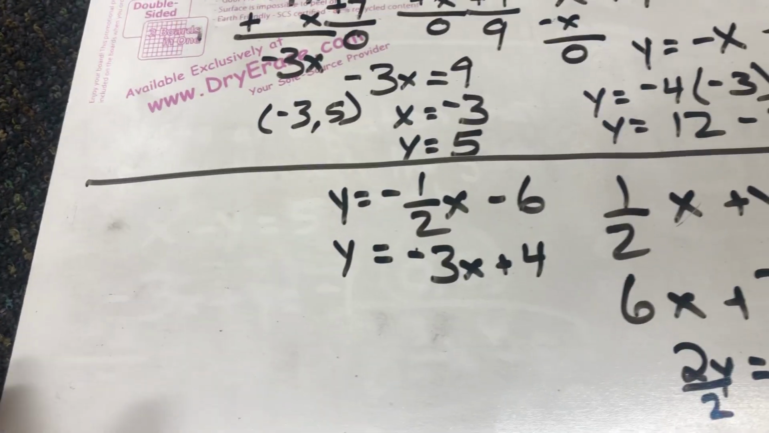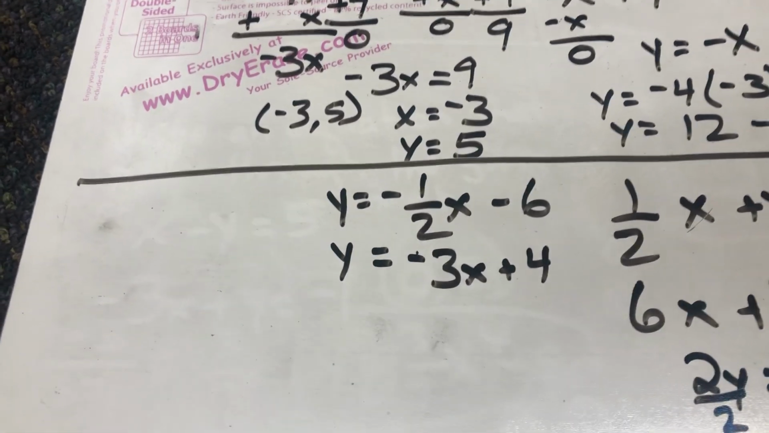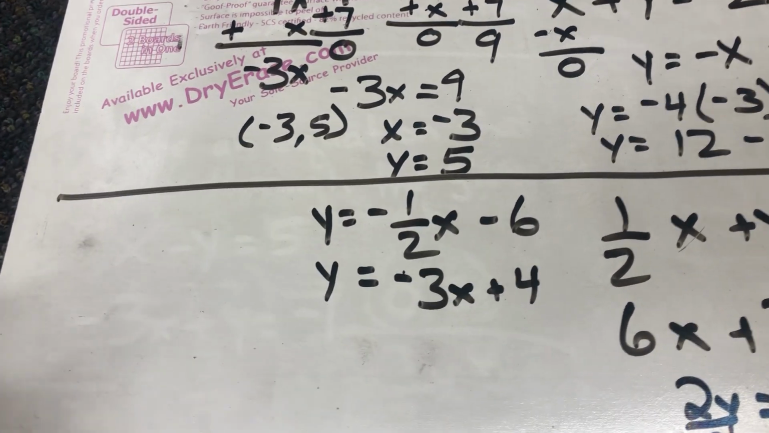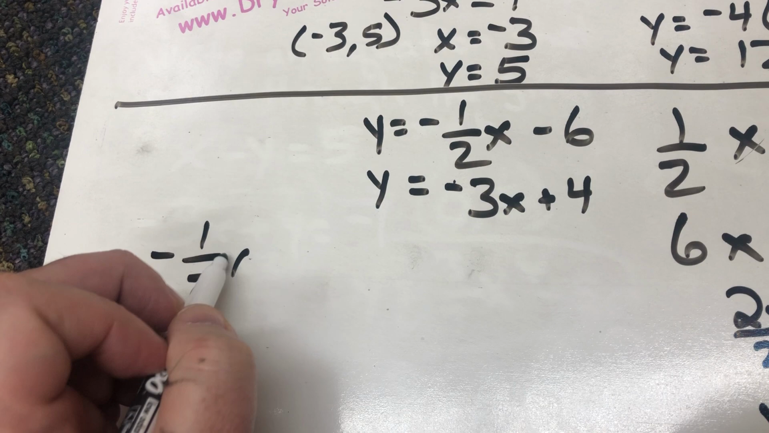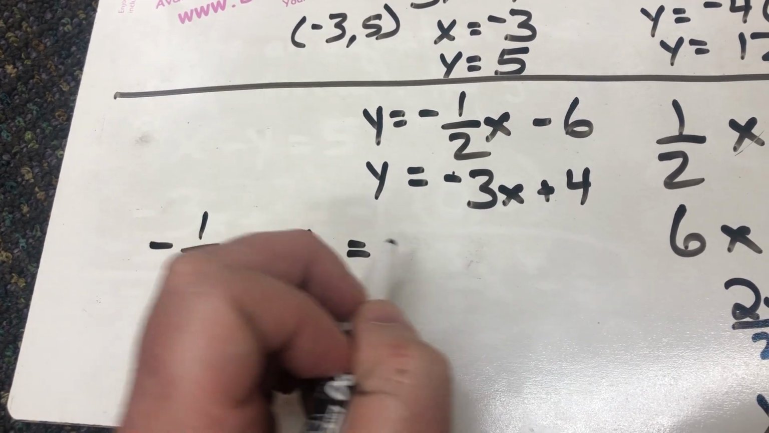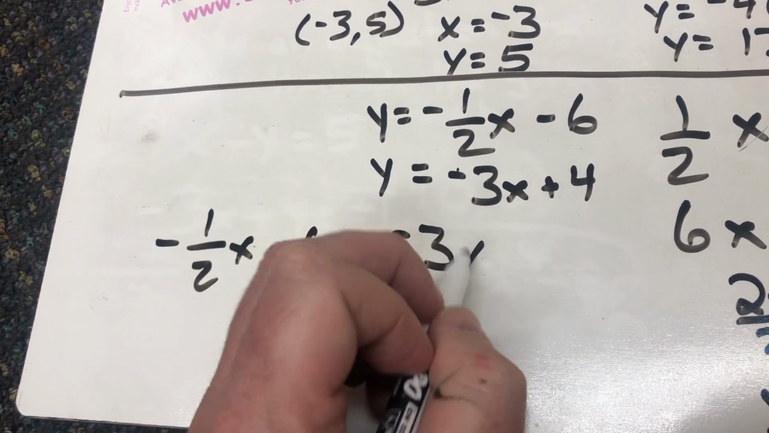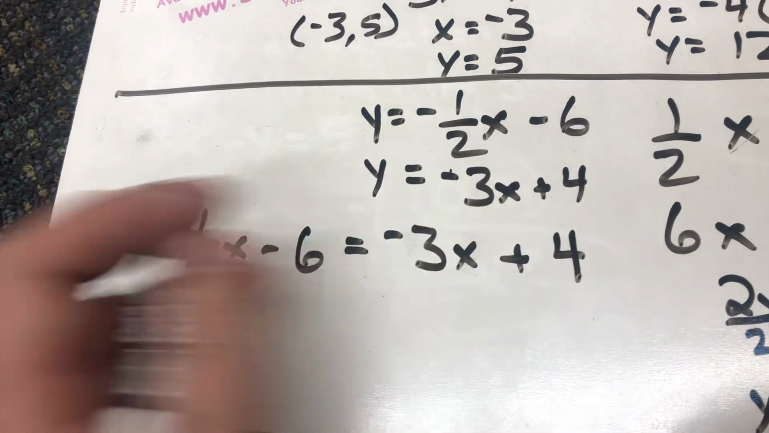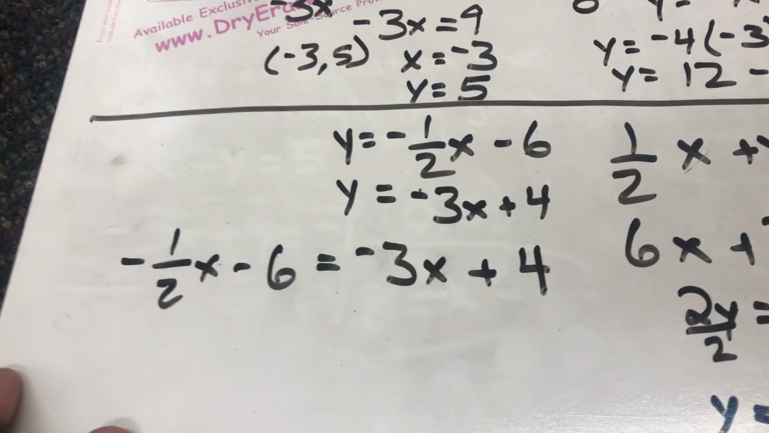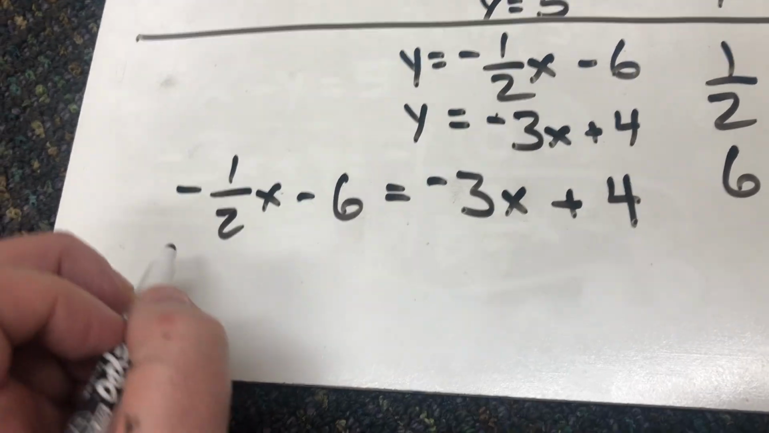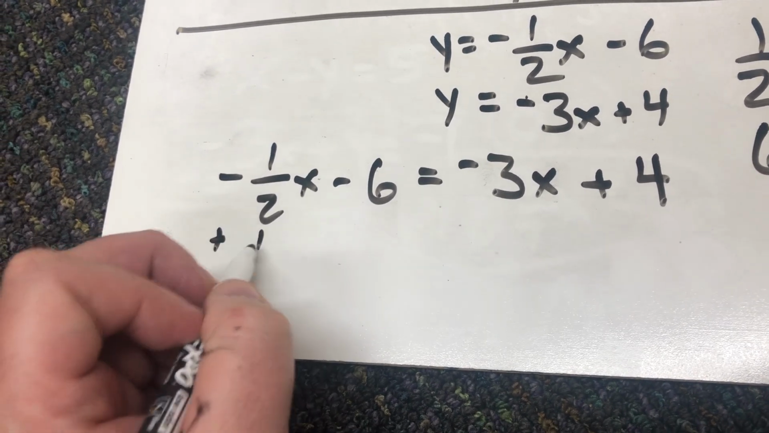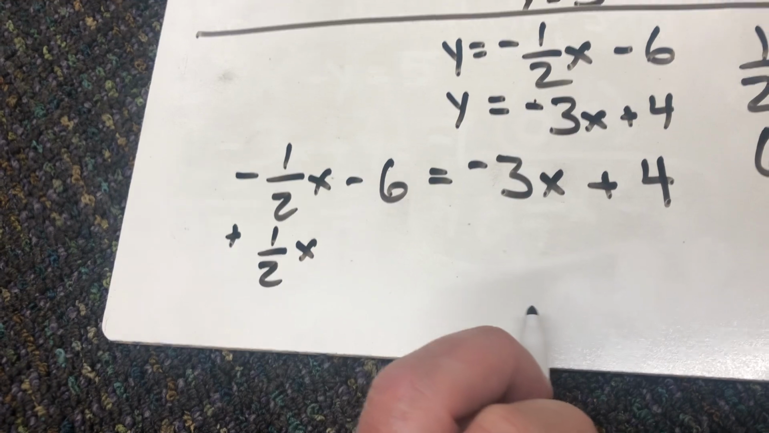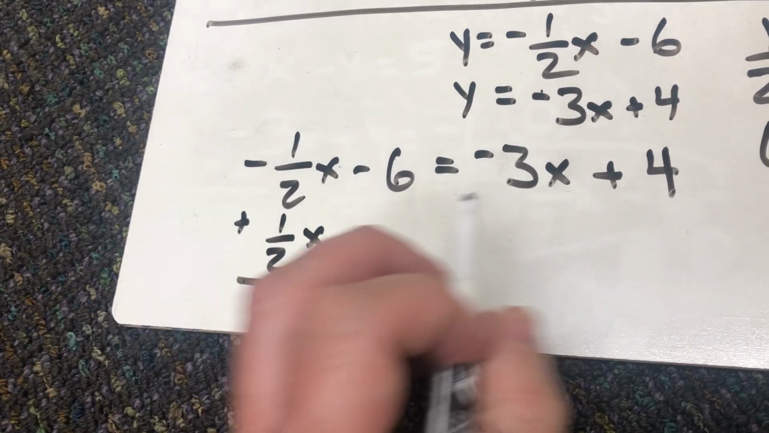Now that everything's in slope-intercept form, I have to go through that process. So I have to make them equal. Negative 1/2 x minus 6 is equivalent to negative 3x plus 4. Okay? So if I come over here, I want to get rid of this negative 1/2 x by adding 1/2 x to both sides. That gives me 0.